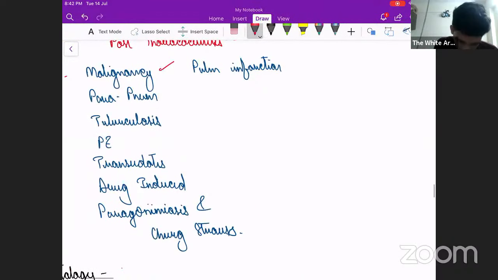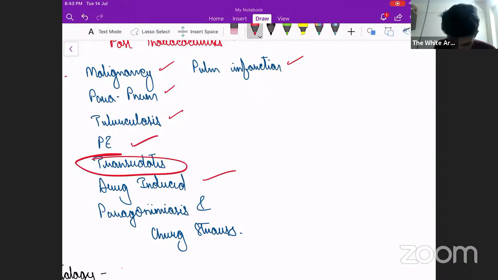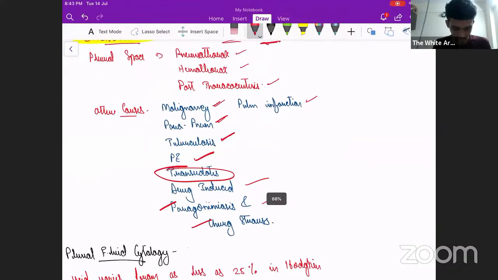malignancy. Next is parapneumonic effusion. Next is pulmonary infarction, tuberculosis, pulmonary embolism. Okay, this is not that important. Drug-induced and Churg-Strauss and paragonimiasis. Okay, these things are very important for our MCQ. Malignancy, pulmonary infarction, parapneumonic effusion, tuberculosis, pulmonary embolism, drug-induced, and these two, paragonimiasis and Churg-Strauss syndrome.